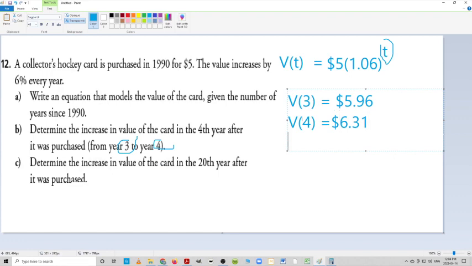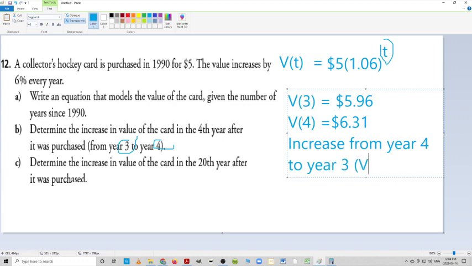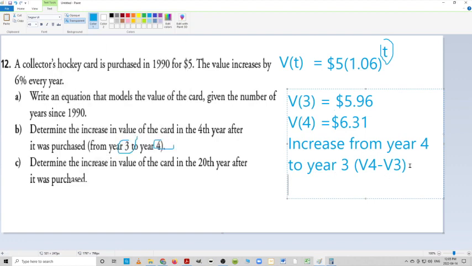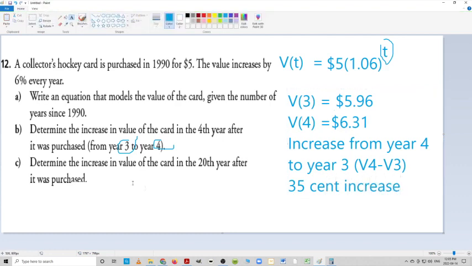It's this. So the increase from year 3 to year 4 is equal to V4 minus V3. So you take this, you round it, and you subtract the previous year's value, and it increased by 35 cents. Determine the increase in value of the card in the 20th year after it was purchased. By the way, in year 4, how much did it increase in total? 6.31 minus 5. It increased in value by $1.31.